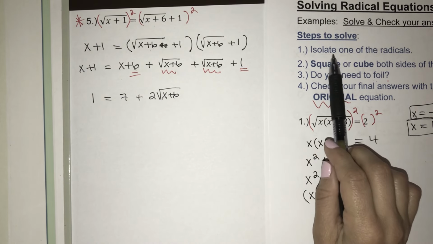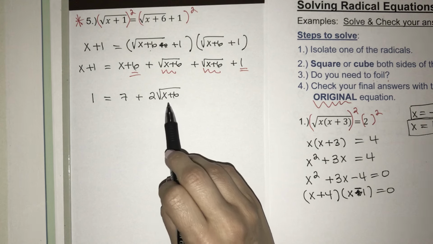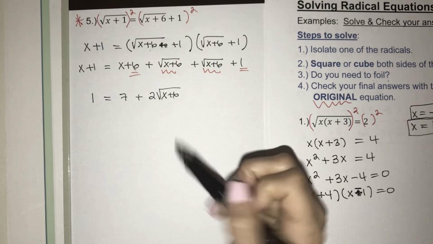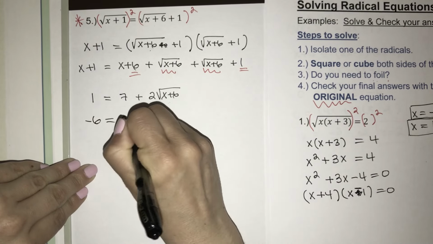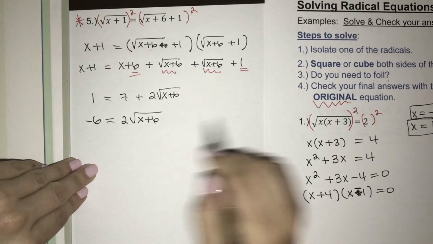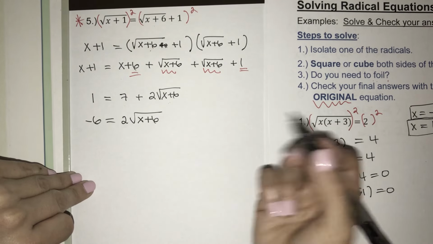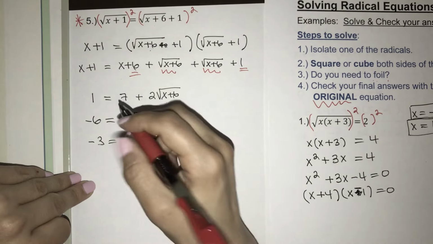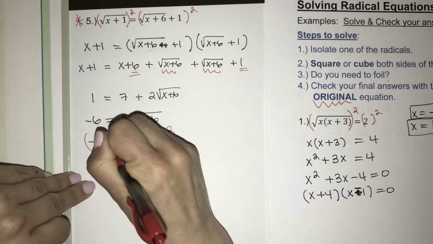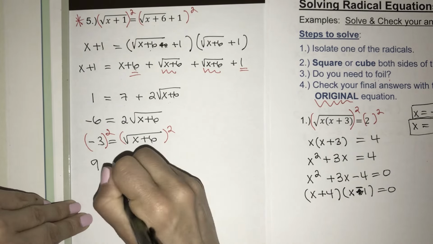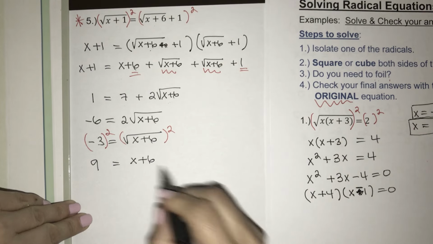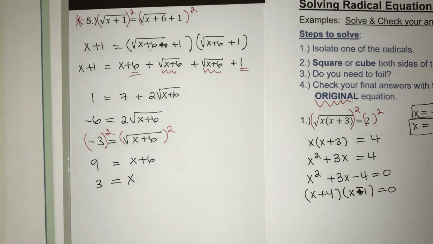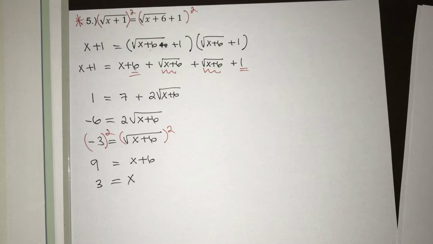So step 1, isolate one of the radicals. Well, this radical is not isolated because of that 7. So I need to subtract 7 from both sides. Also, I noticed that I could divide by 2. It'll just make the number smaller. Now, I'm going to square again. Subtract 6. So I get that. Now we need to do one last thing, which of course is we have to check our answer.